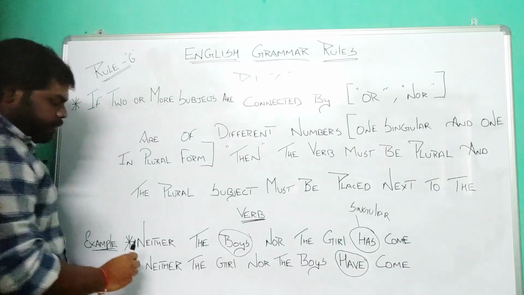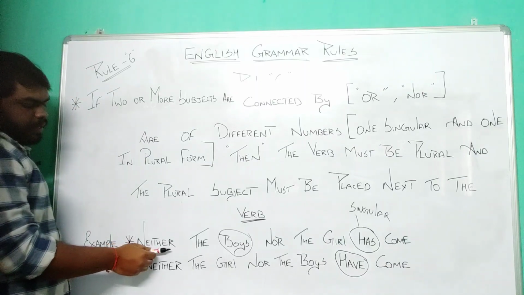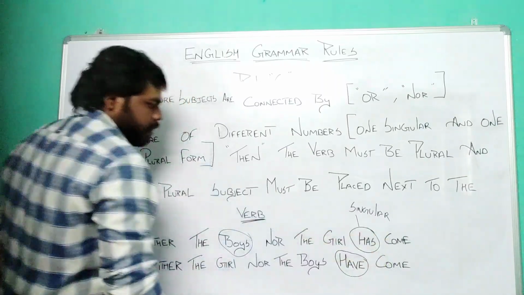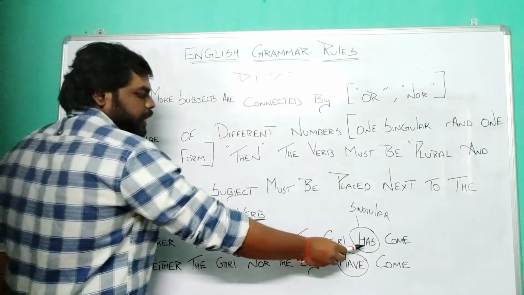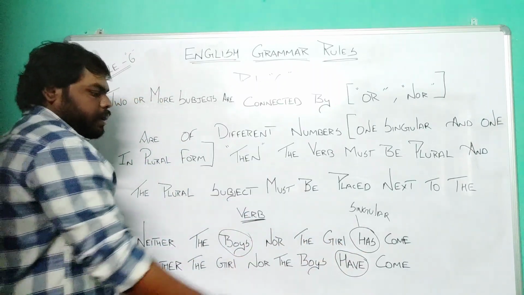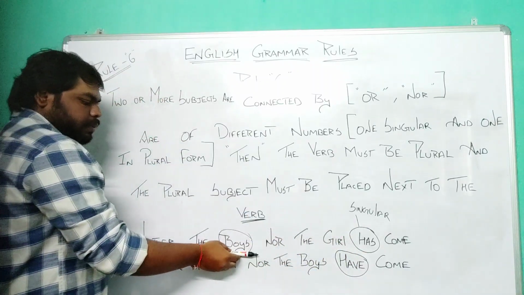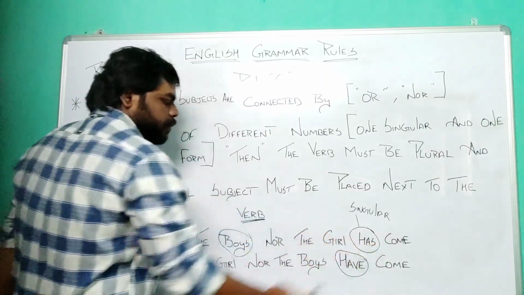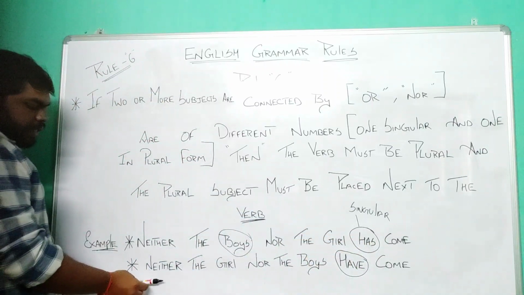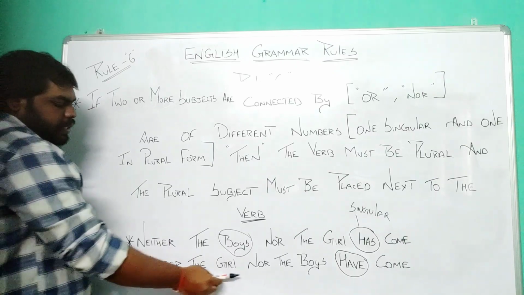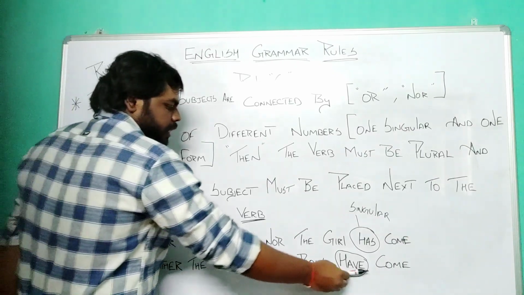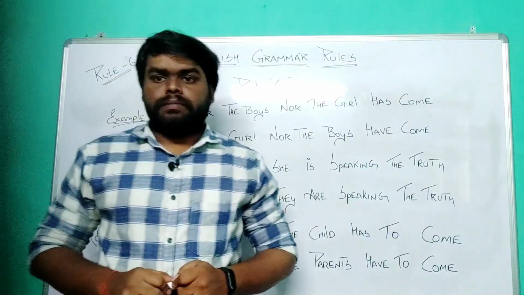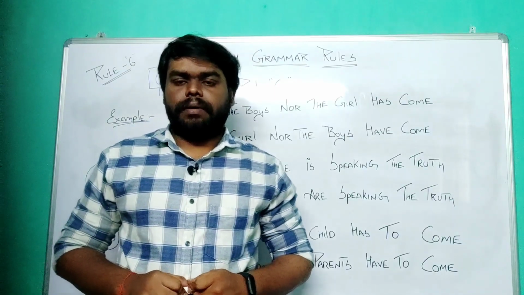So let us see once again. Here we have an example: Neither the boys nor the girl has come. According to the rule, we should take a plural form of verb along with the plural subject. So the plural subject must be placed next to the plural verb. We can reconstruct the sentence as: neither the girl nor the boys have come, which should be the right form of the sentence, right. Now let us see some examples to understand better.